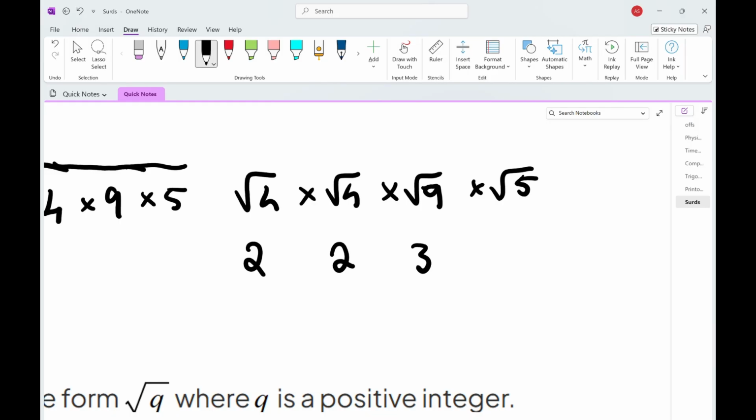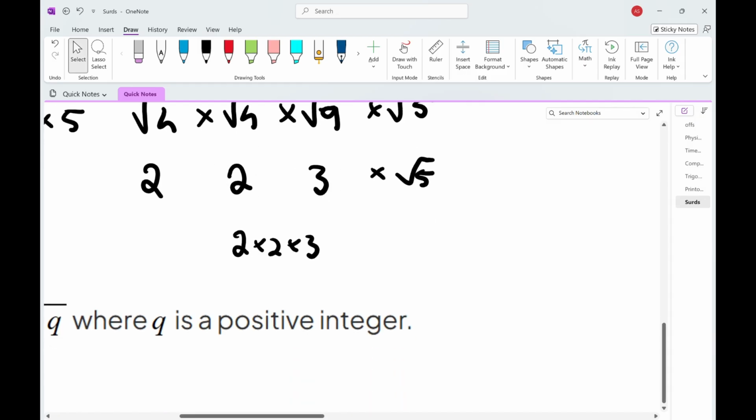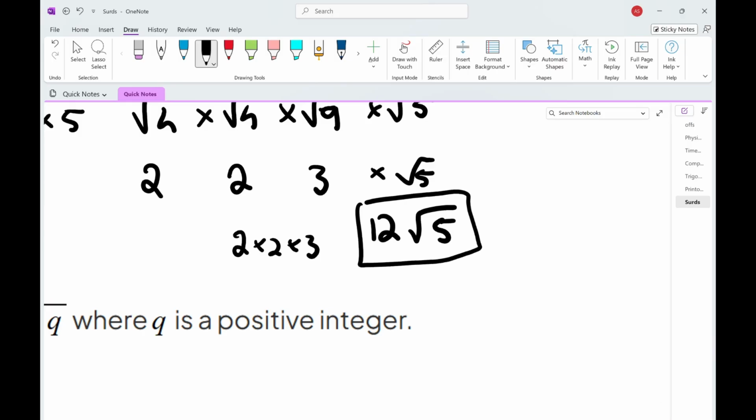Root 4 will give us 2, and root 9 will give us 3. And then we're also left with a root 5. So what would we do with this root 5? We'll do 2 times 2 times 3, which on our calculator will give us 12. And this will leave us with 12 root 5 as our final answer.